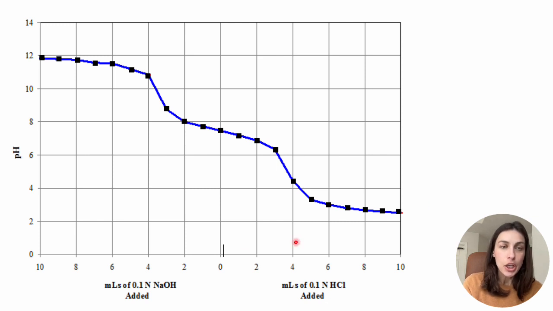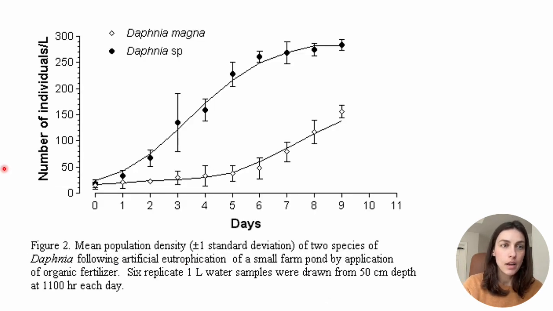Okay. In addition to making sure that you label the axis, right? On the x-axis should be the milliliters of acid and base added, just like it says here. And on the y-axis, which is your dependent variable, is the pH. Okay. The only other thing that you need to add to your assignment in order to get full credit is a figure legend.